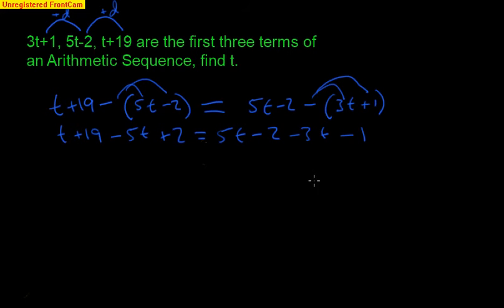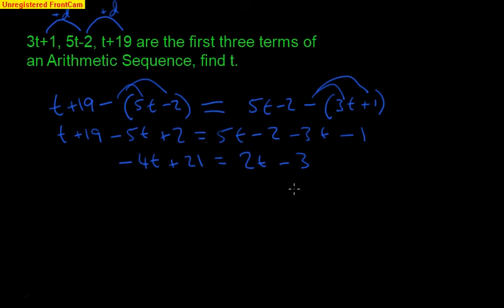Now let's start collecting things together. On the left hand side of the equal sign, I've got t minus 5t, that gives me minus 4t, and I've got 19 plus 2, which is 21. On the right hand side I've got 5t minus 3t, so that's 2t, and minus 2 minus 1 more is minus 3.